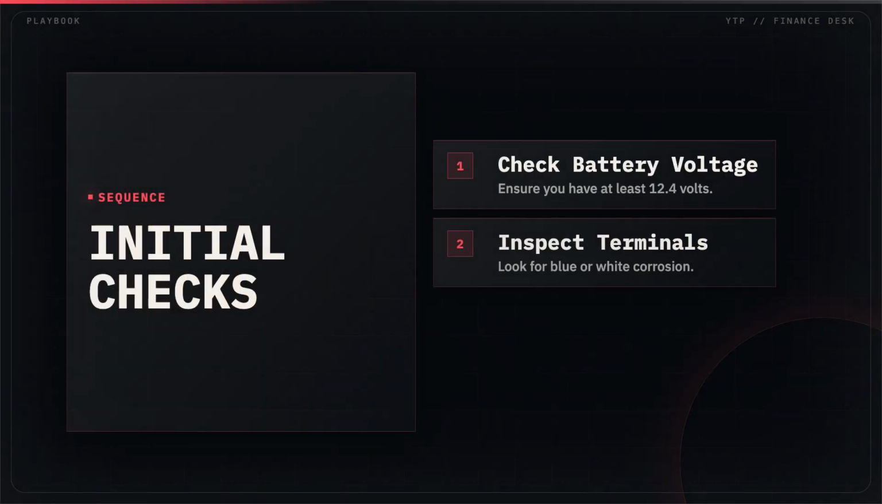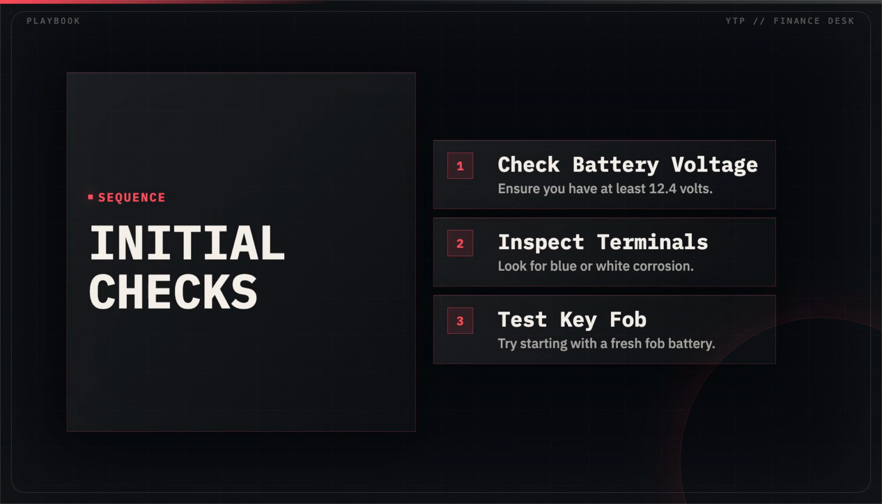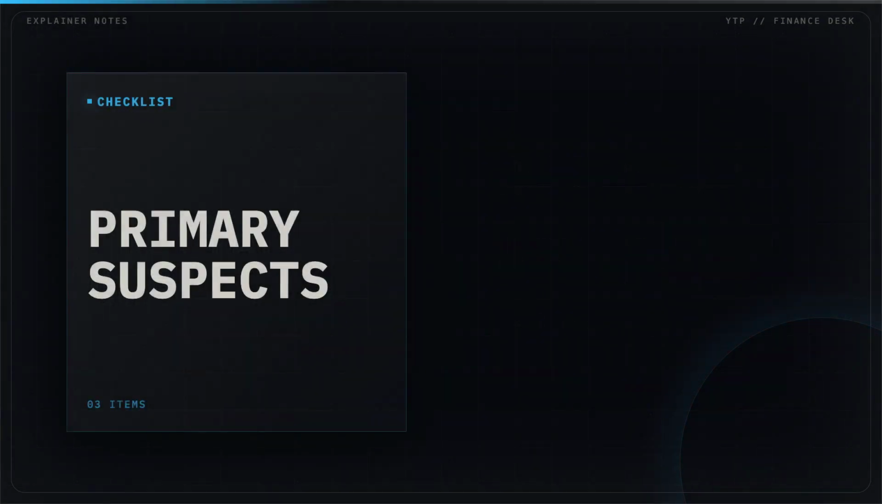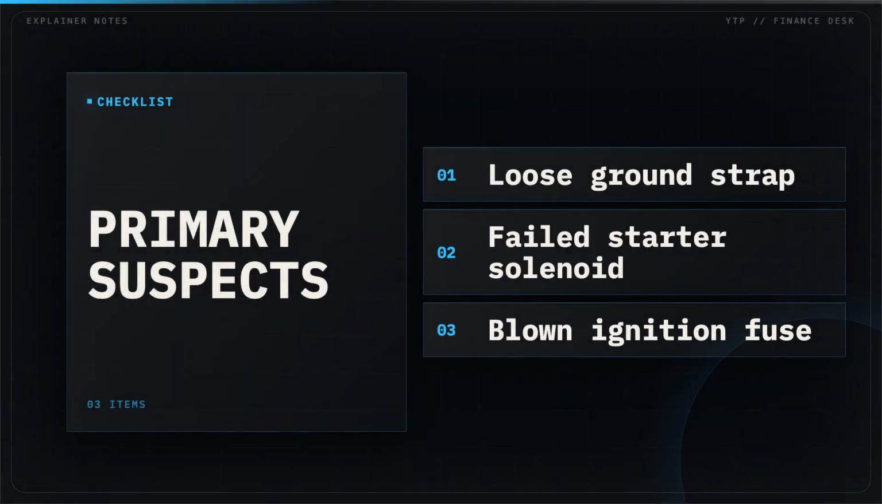Always start by checking your battery voltage, inspecting for terminal corrosion, and ensuring your key fob is sending a signal. If the battery is fine, focus your attention on grounded connections, the starter solenoid, or a simple blown fuse.